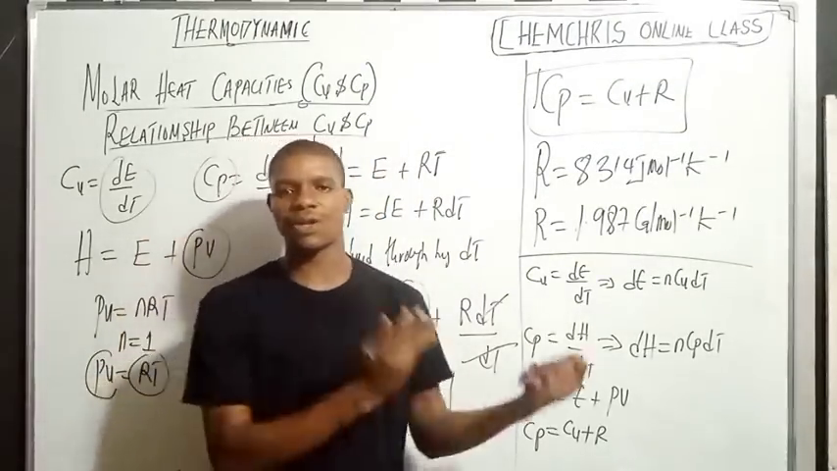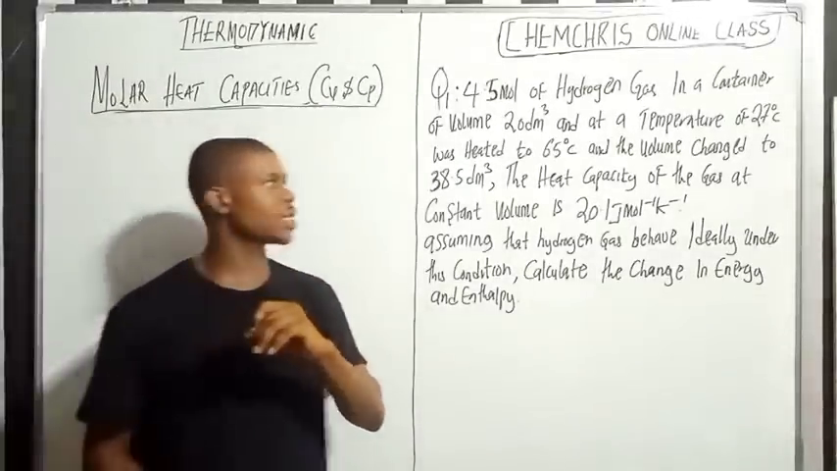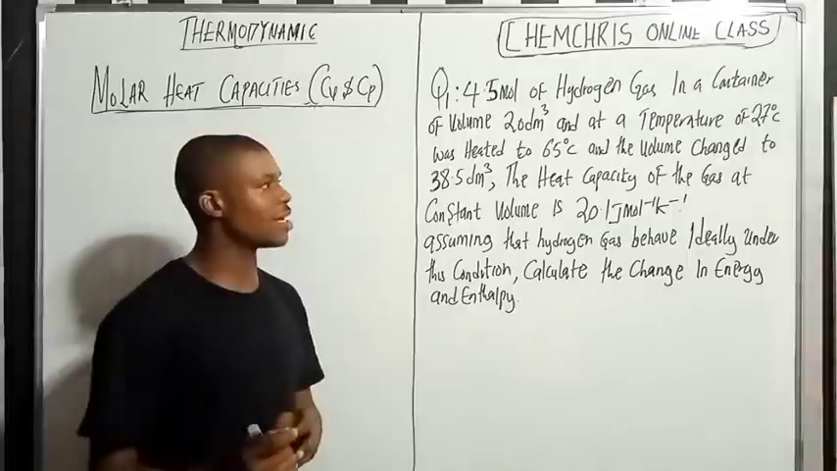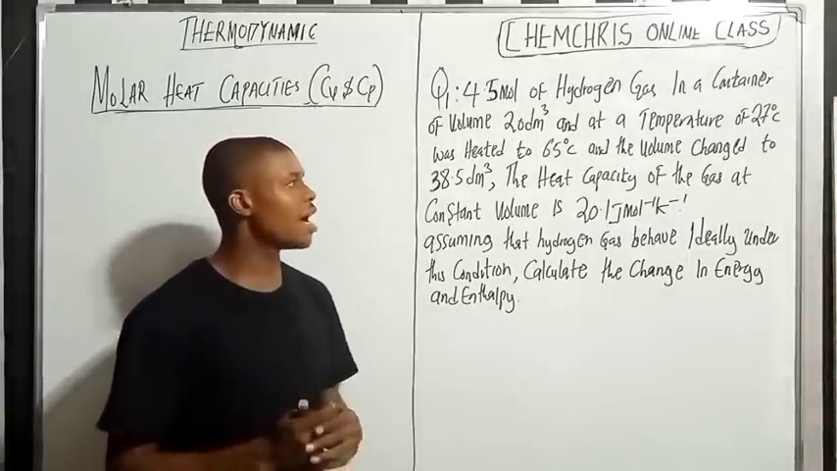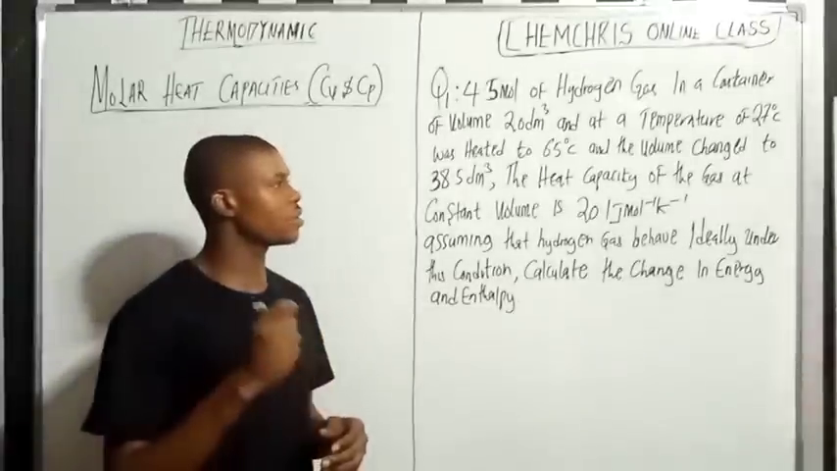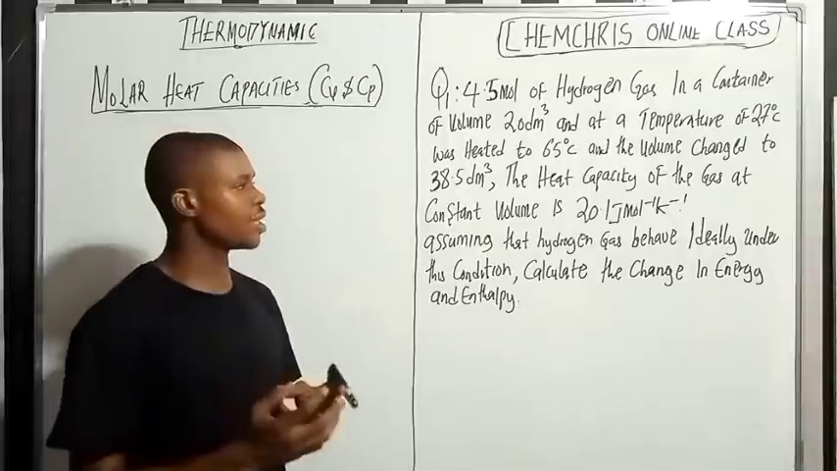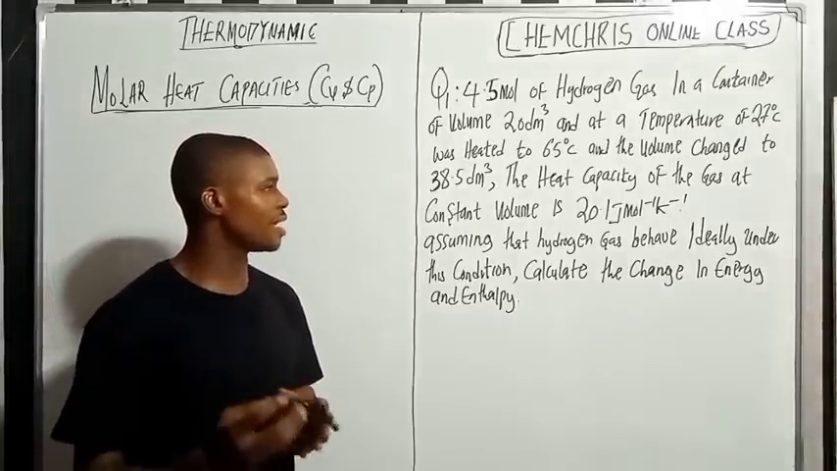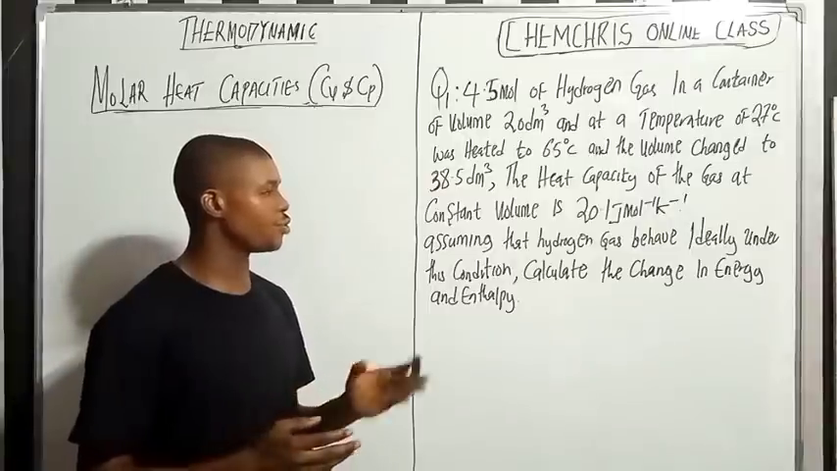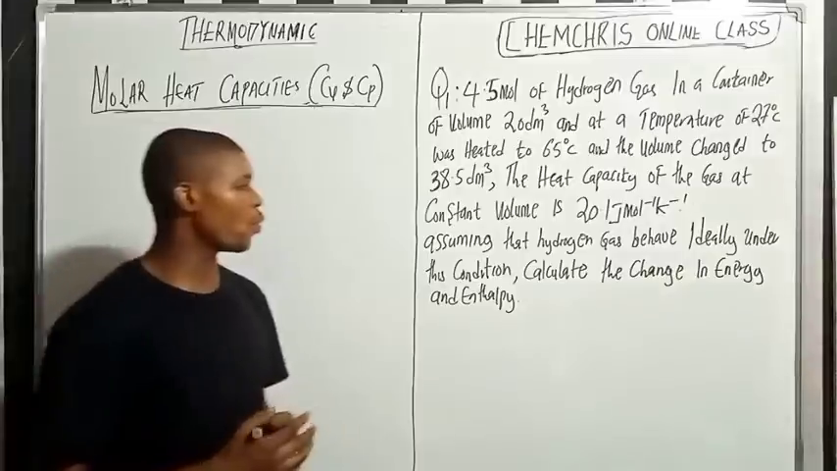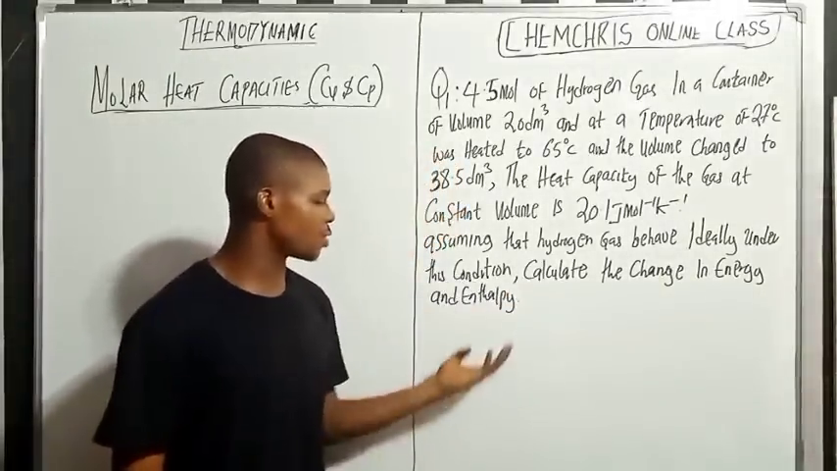So that lets me talk about the calculation aspects. Okay, now let's look at the first calculation. 4.5 moles of hydrogen gas in a container of volume 20 dm3 and at a temperature of 27 degrees centigrade was heated to 65 degrees centigrade and the volume changed to 38.5 dm3. The heat capacity of the gas at constant volume is given. What they ask us to calculate is the change in internal energy and the change in enthalpy.